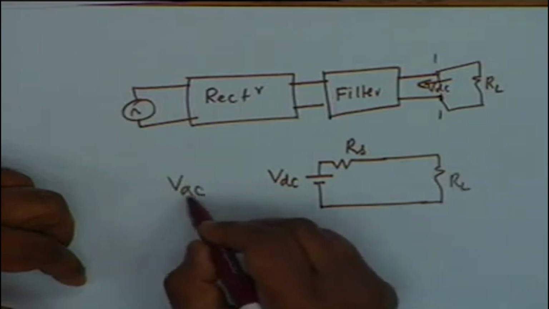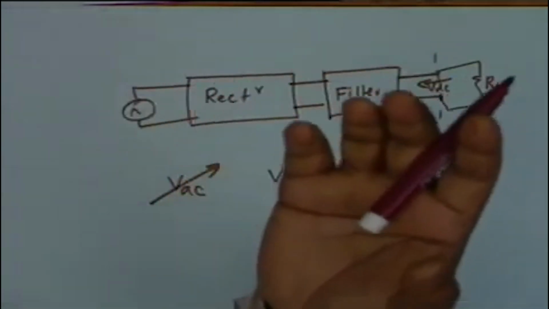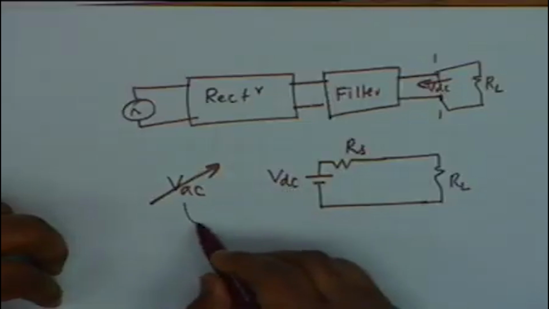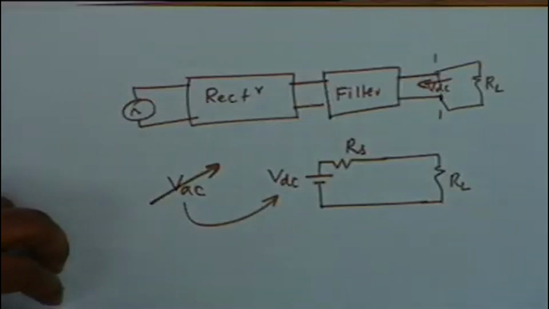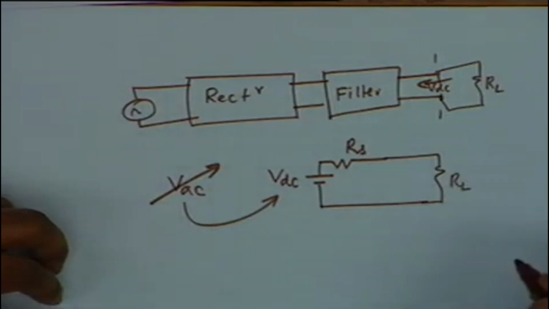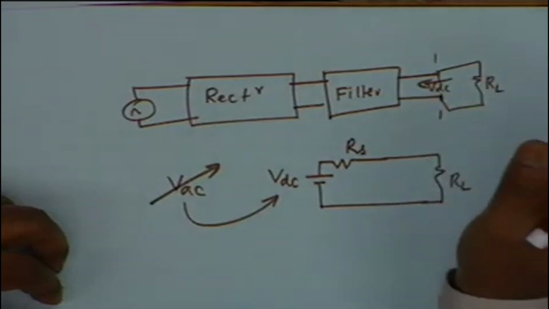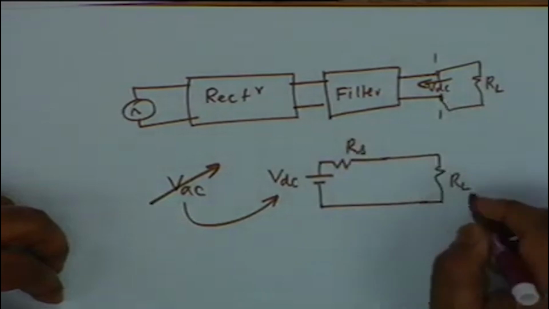Now if VAC changes, if the line voltage fluctuates, which is a very common and unpopular phenomenon in Delhi and the rest of India, the line fluctuates from anywhere between 190 to 400 volts, then obviously VDC shall also change. VAC shall cause a change in VDC. That is one thing. Second thing is, if the load fluctuates, you want the fan to be at half speed or full speed, you want to control the lights, alright, then RL fluctuates.